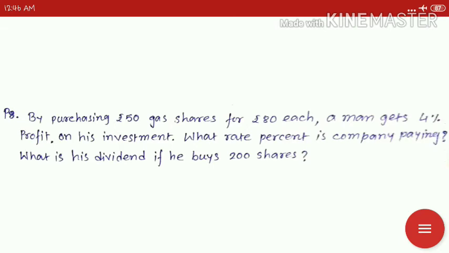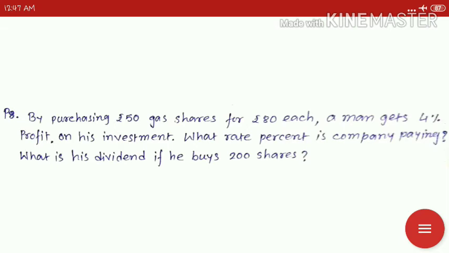So first things first, by purchasing rupees 50 gas shares, that means this rupees 50 is going to be the face value of the shares, and for rupees 80 each, that means this rupees 80 is going to be the market value. A man gets 4% on his profit. This 4% is the rate of earning, that means the rate of income, or you can say it is the return percentage on his investment.